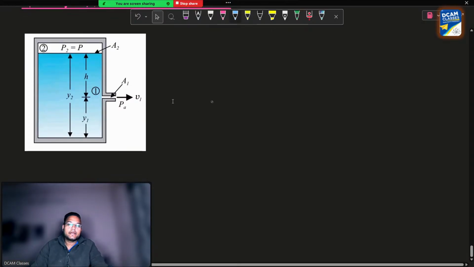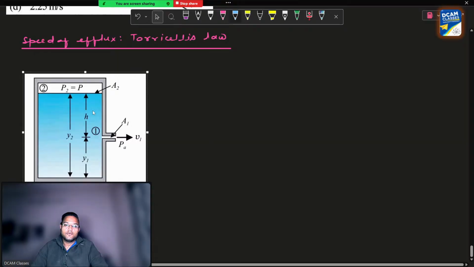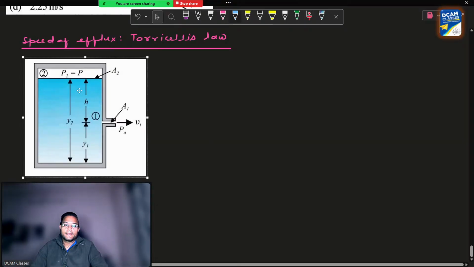See, this is the diagram. Let me explain it to you first. This is a container filled up to a height y2 from the bottom. There is a hole on the right side of this container at a height y1. The difference between y2 and y1 is h, and the liquid is flowing out of this hole with the velocity v1.